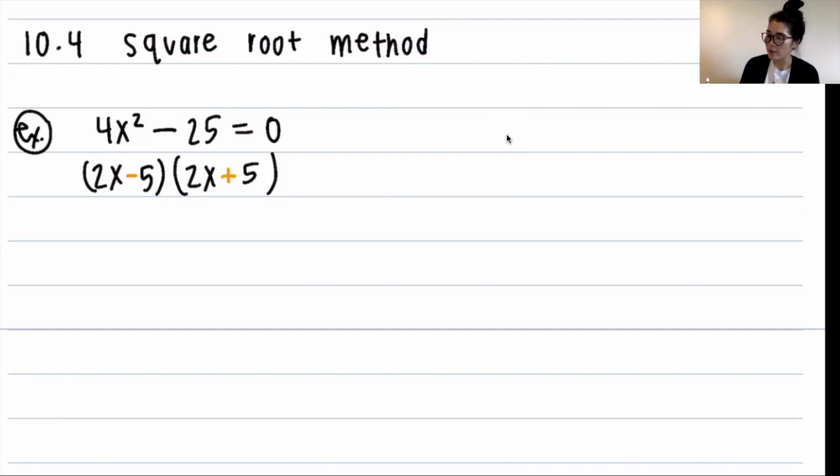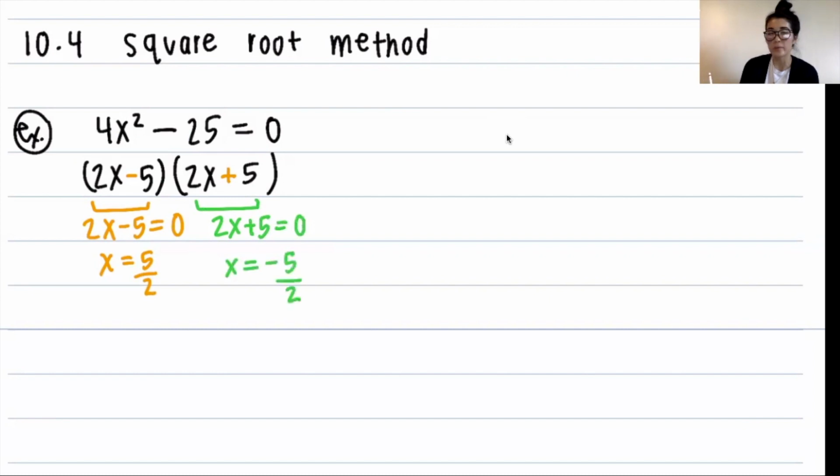We used opposite signs because those signs would cancel each other out at some point. All right, and then from there we solved it. We said, okay, 2x minus 5 is equal to 0, and we solved for x. So x was equal to 5 over 2. And then we would do the same on the other side. 2x plus 5 is equal to 0. In this case, x would be equal to negative 5 over 2. But again, you would see that you have these two answers, opposite in signs.